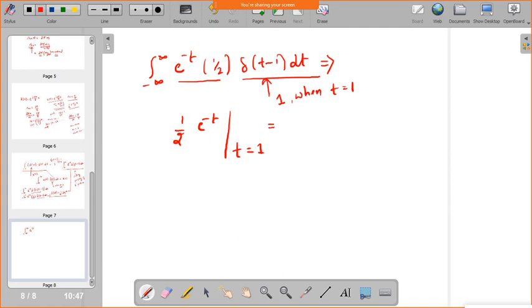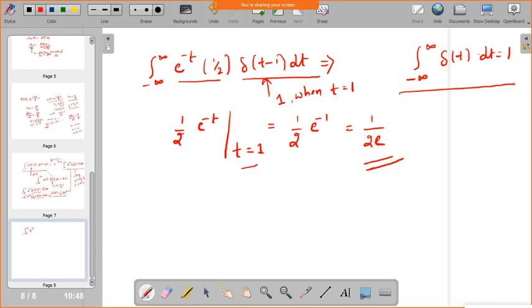Now apply t equal to the value 1, it will become half into e power minus 1. So substitute the value of t equal to 1 here, it will become half into e power minus 1. This is the value which you got for this problem. So simple, remember this: integration from minus infinity to infinity of del of t into dt equal to 1 always. So this function you have to use everywhere.